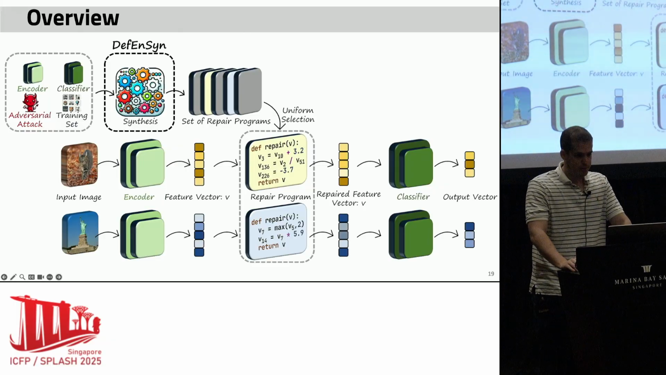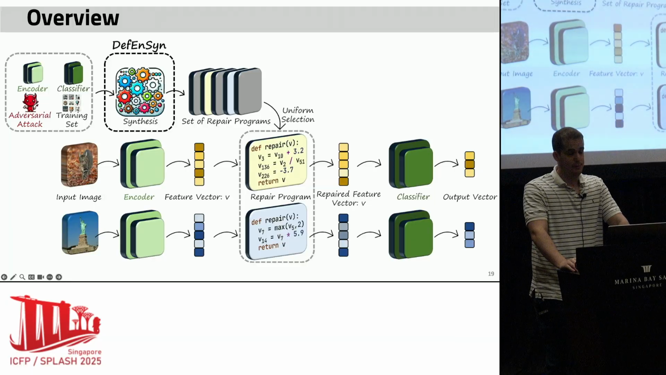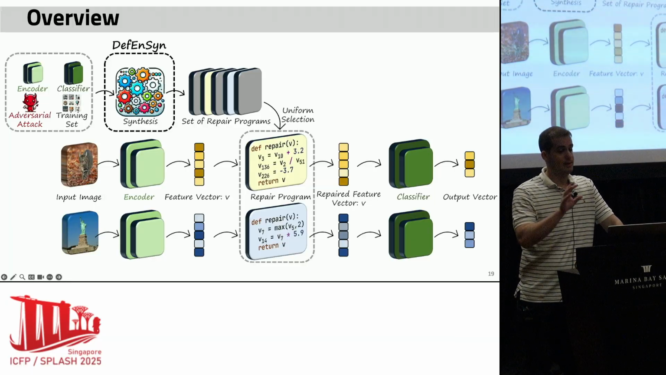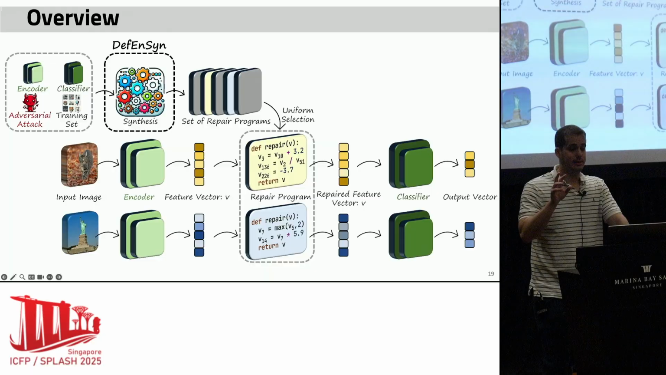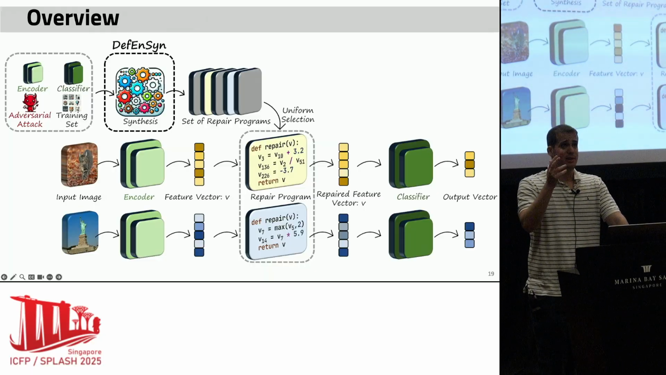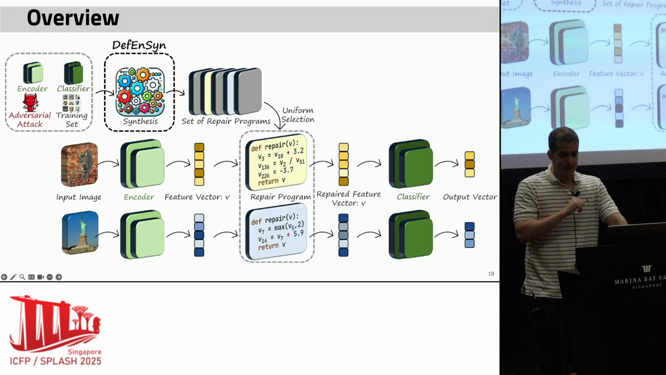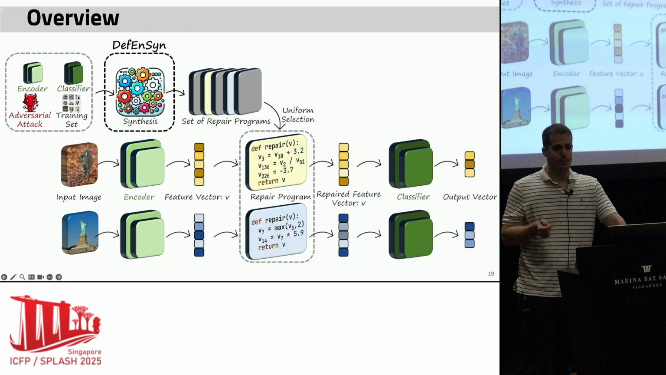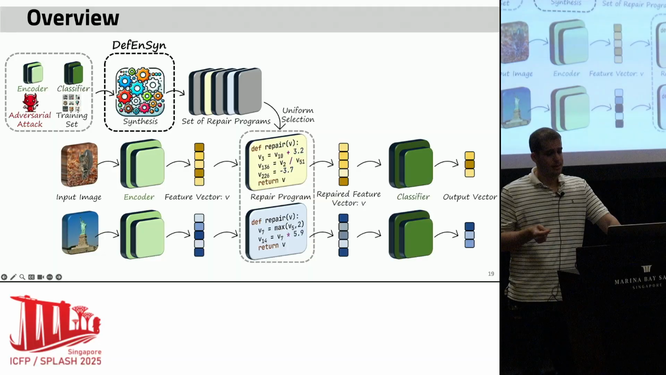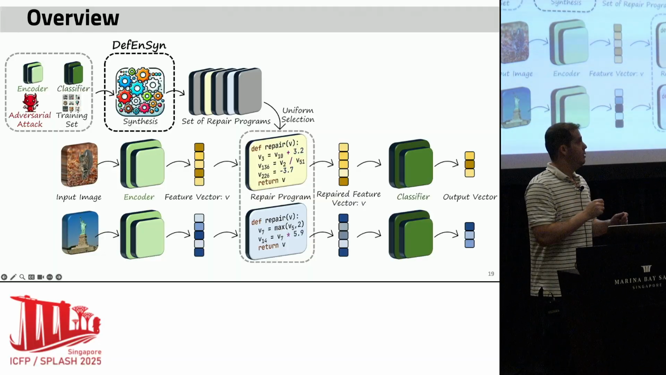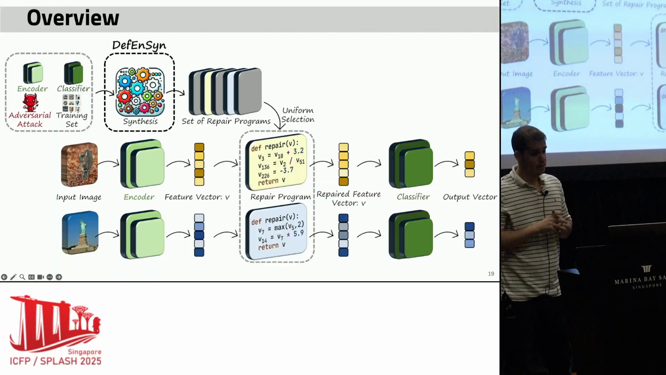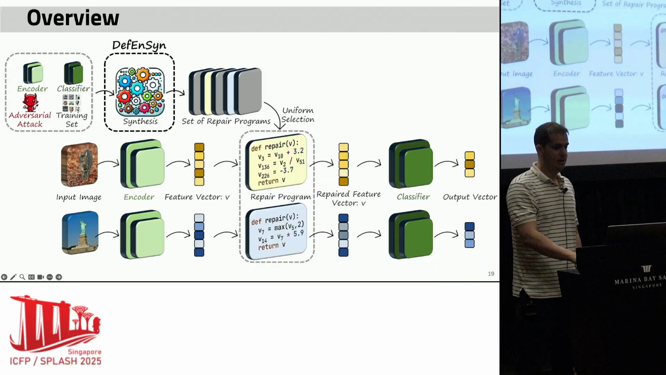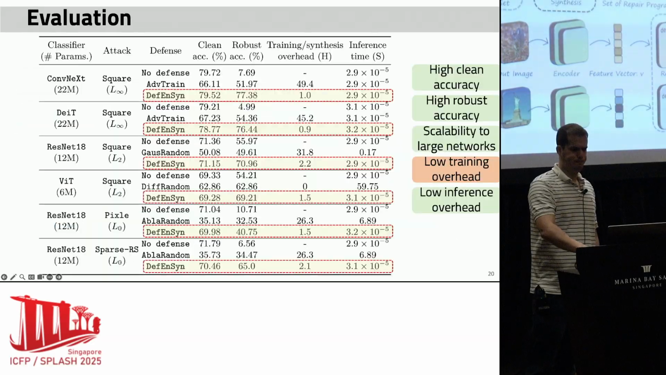This slide shows the full framework of our approach. We start with a trained encoder and classifier, adversarial attacks, and a small training set, which is usually about a few hundred images, and we run DefEnSyn to synthesize a diverse set of repair programs. Then, at inference time, for each new input, we integrate one of these programs into the forward path, and it gives us robustness with minimal change to the original network.